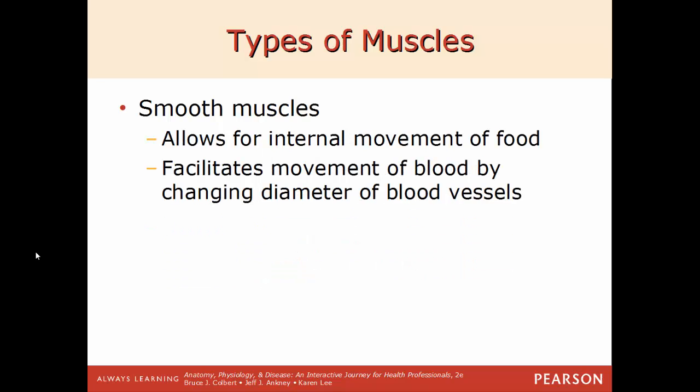Now, smooth muscle is what allows for the internal movement of food. So this facilitates movement of blood also by changing the diameter of blood vessels. Now, you have no conscious control over how the food that you eat moves its way through the digestive system. It's done through the activity of smooth muscle to push it along and move it forward. Same thing with blood vessels. Sometimes blood vessels will dilate to allow more blood flow in. Sometimes they will constrict to allow less blood flow. And that's done by rings of smooth muscle.